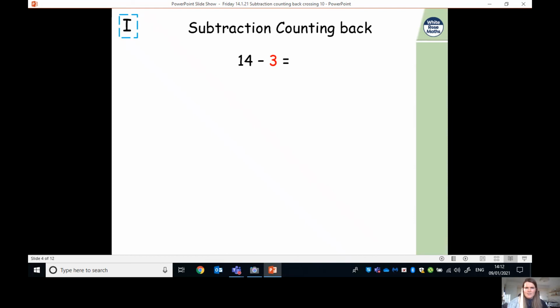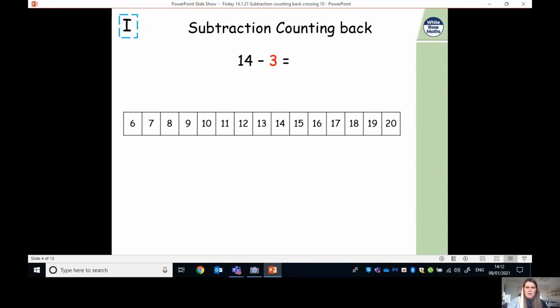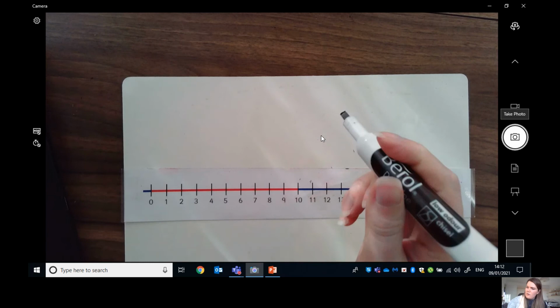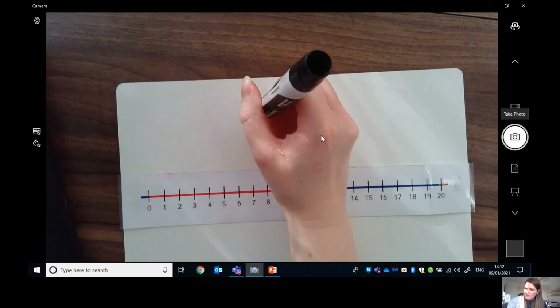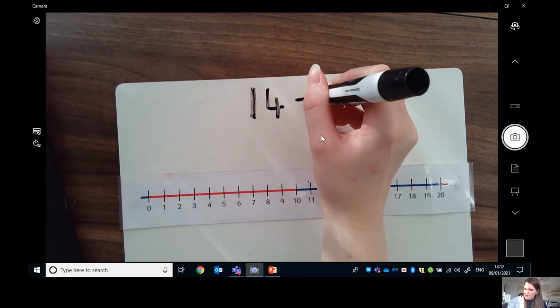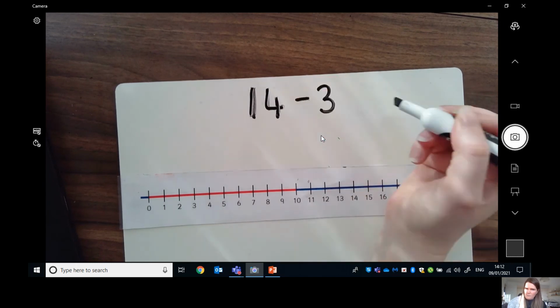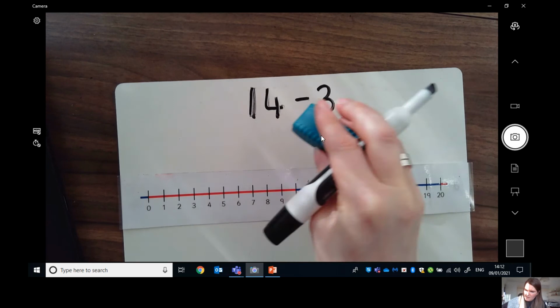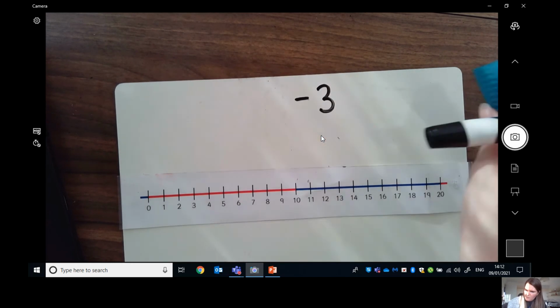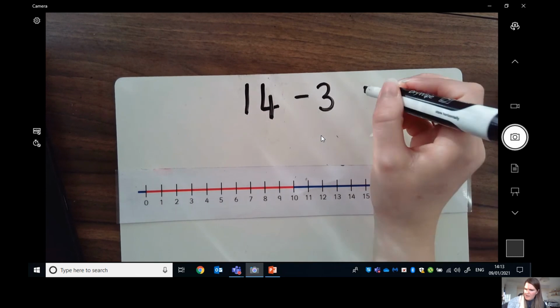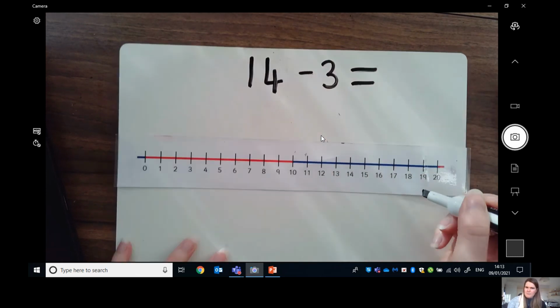So my first sum is 14 minus 3. 14 minus 3. So I'm going to get my number line and I'm going to have a go. 14 minus 3. The first thing I do is write my sum. 14 minus 3. My number 14 doesn't want to show up very well there. Let's see if I can rub it out and get it a bit clearer for you. There we go. 14 minus 3 equals.